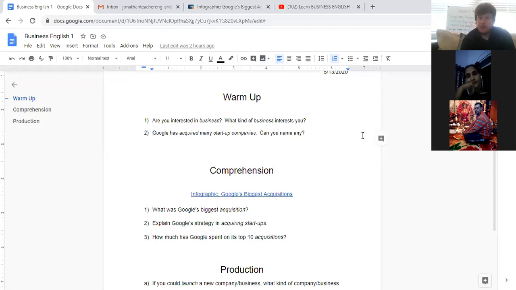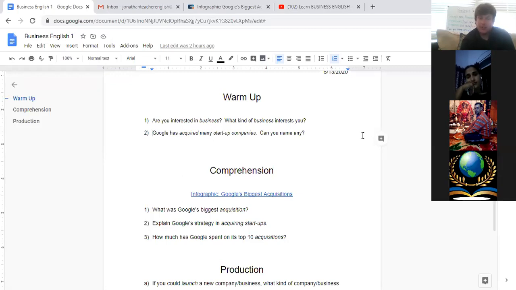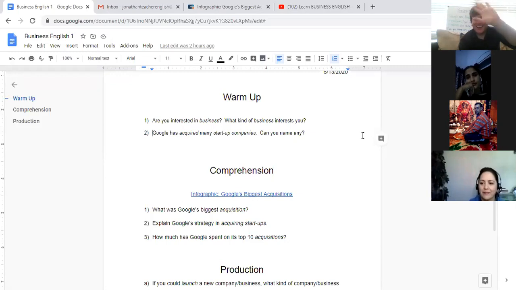Google, number 2, Google has acquired many startup companies. Can you name any? Can you name any companies that Google has acquired? So, does anybody know any companies that Google has acquired?